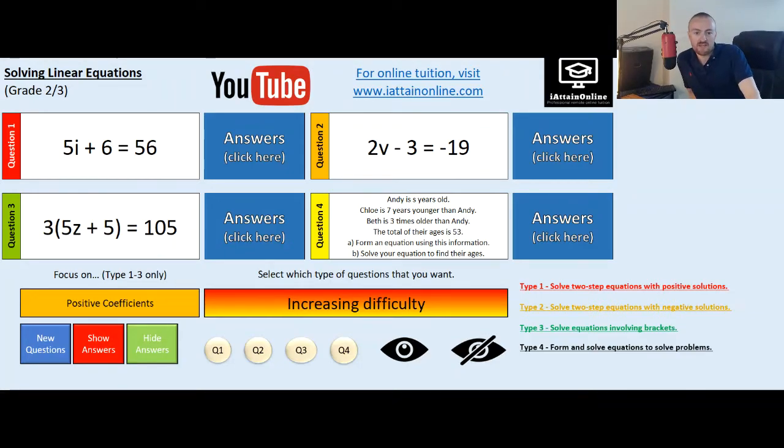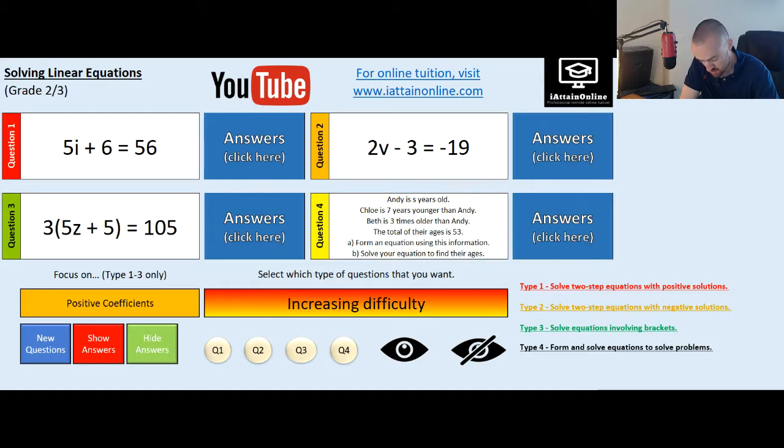Hello, so on today's video we're going to have a look at some algebra. This is grade 2 pushing into grade 3 and it's on solving equations. There are, as always, 4 difficulty levels similar to the questions I've got up on the screen at the minute, and I'll show you this file at the end.